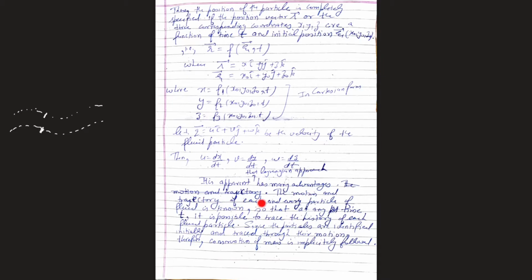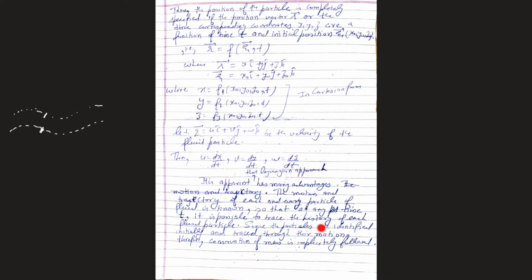Motion and trajectory of each and every particle of the fluid is known, so that at any time t it is possible to trace the history of each fluid particle. Since the particles are identified initially and traced through their motion, therefore conservation of mass is implicitly followed.